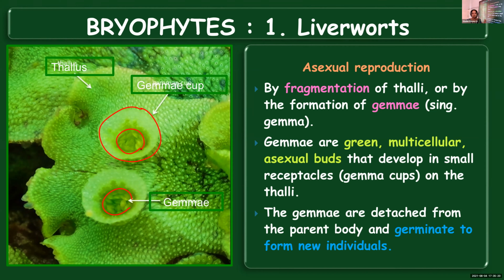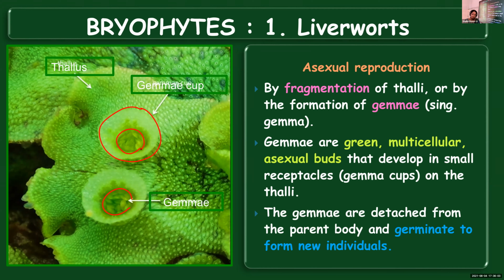Only the gemmae part is new for you. About fragmentation, you had been learning when we discussed algae. Then even in the case of the bryophytes introduction, there also we learned about fragmentation. So asexual reproduction takes place by means of mainly two methods. One is by fragmentation of the thallus. The thallus or this undifferentiated plant body can break into fragments, and each fragment can grow into a new organism. Then the next method is by gemmae. What are gemmae? Gemmae are multicellular. They are made up of many cells.